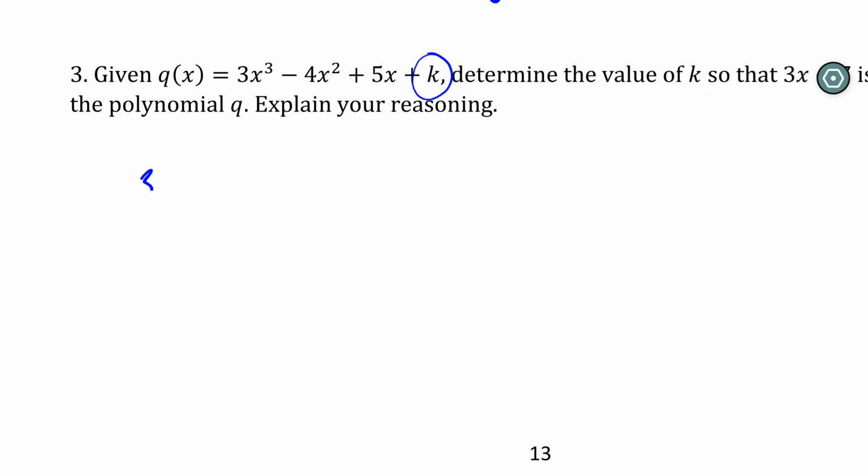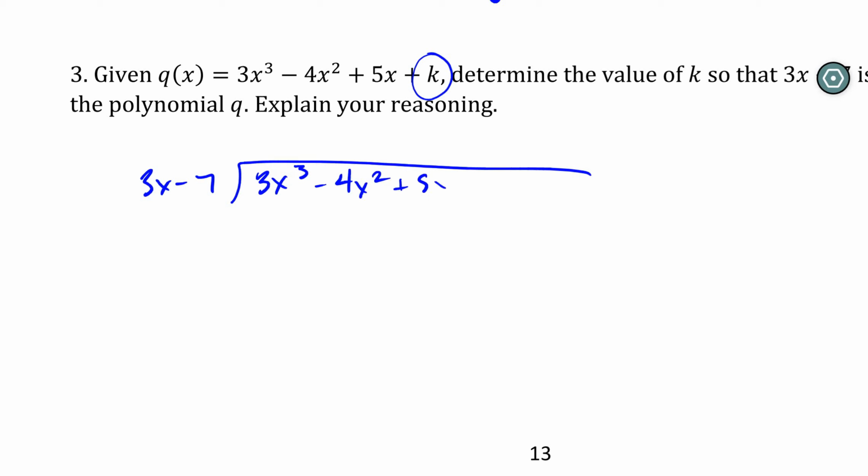So I have 3x minus 7, and we're going to divide this polynomial 3x cubed minus 4x squared plus 5x plus k. I am going to leave k there because I want to be able to figure out, well, what is the k value supposed to be? So we're going to just start our long division and eventually get to a spot where we can figure out, well, what is k? So if we type in x squared here, we have 3x cubed minus 7x squared.